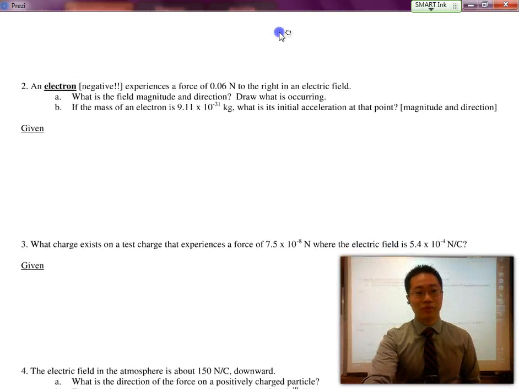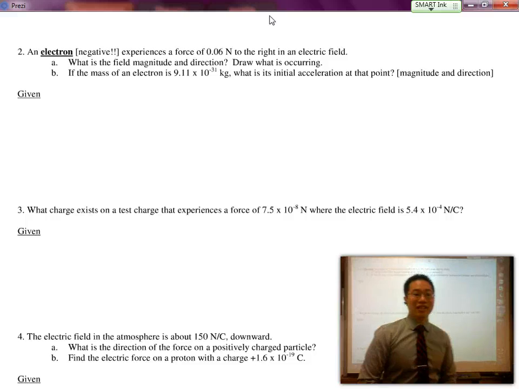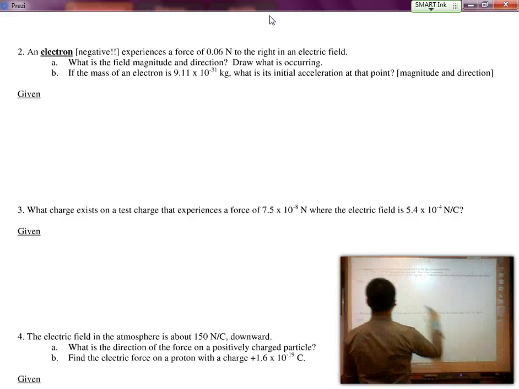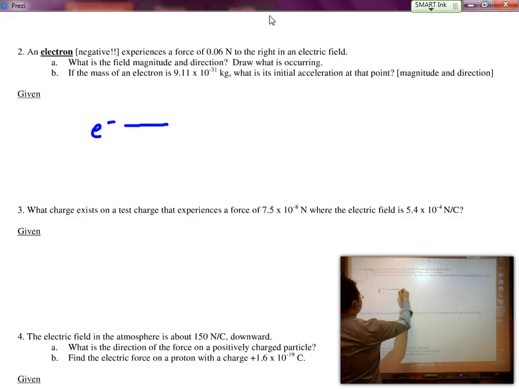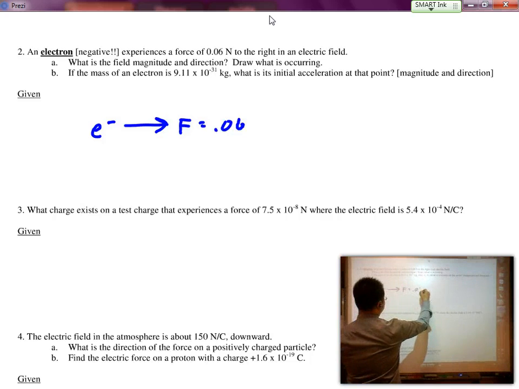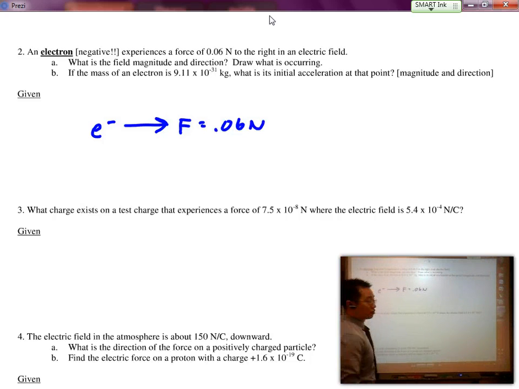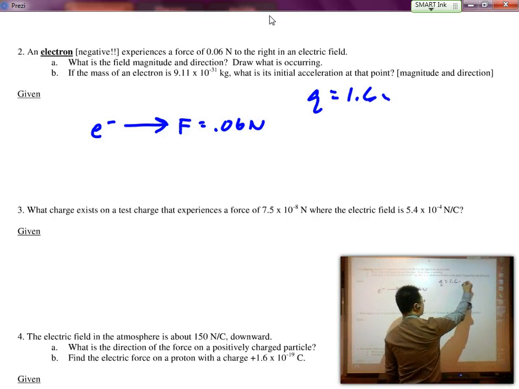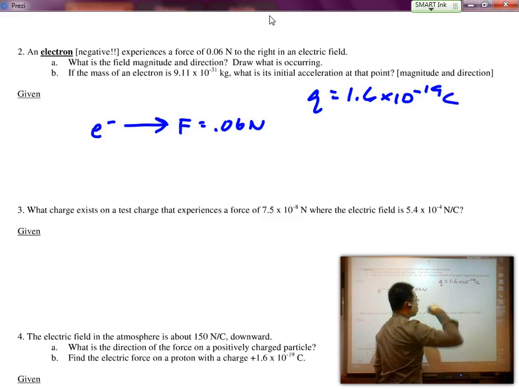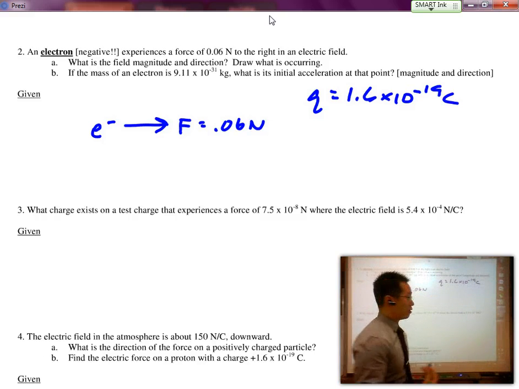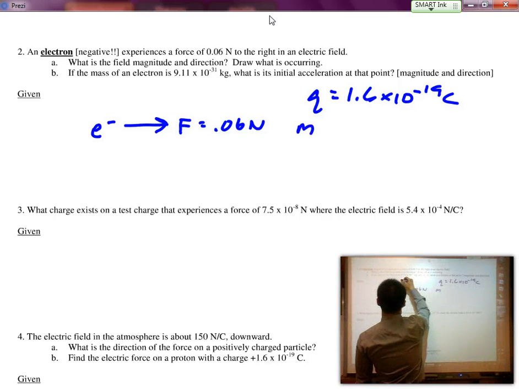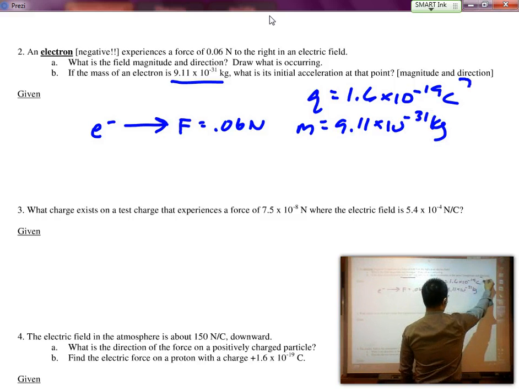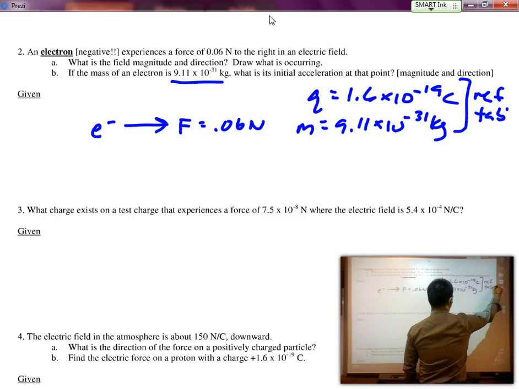We try this again with an electron. An electron experiences a force of 0.06 newtons to the right. So here's my electron, which of course I know is a negative charge, feels a force to the right of 0.06 newtons. What is the electric field? Well, because it is an electron, I should also automatically know the charge of an electron is 1.6 times 10 to the negative 19 coulombs. Charge signs don't really matter. I don't use them in my formulas. The mass of an electron is restated over here as 9.11 times 10 to the negative 31 kilograms. Again, both of these are also on your reference table.